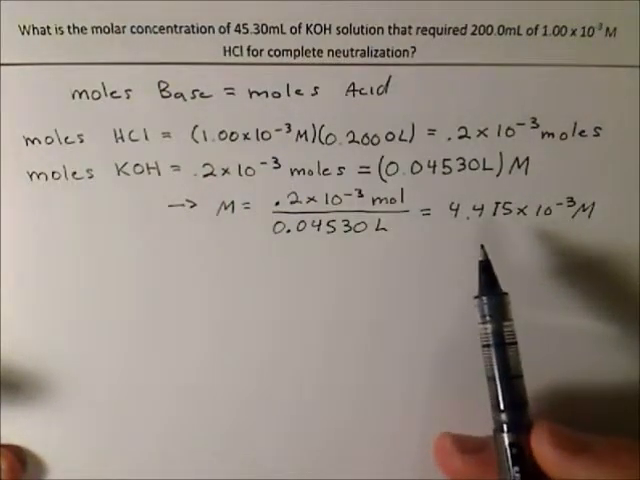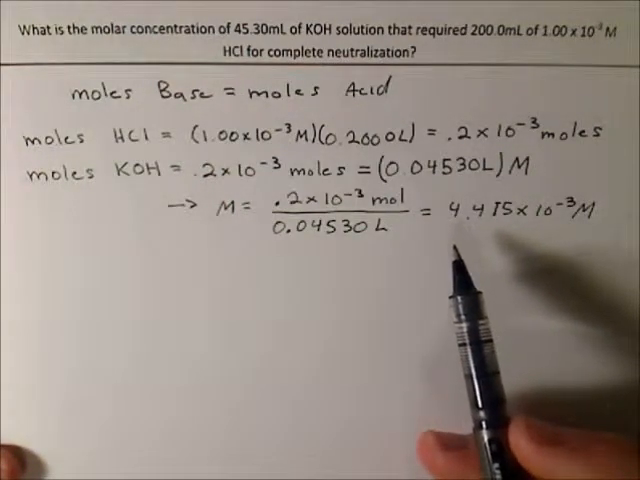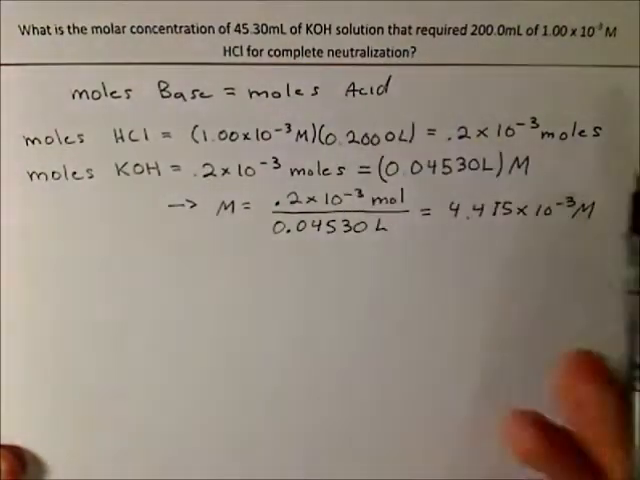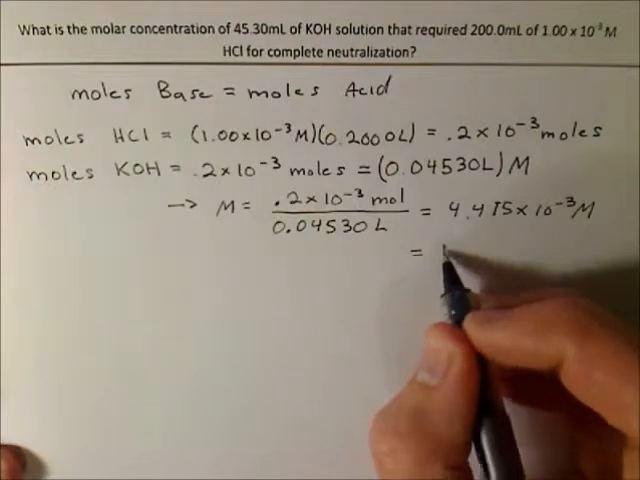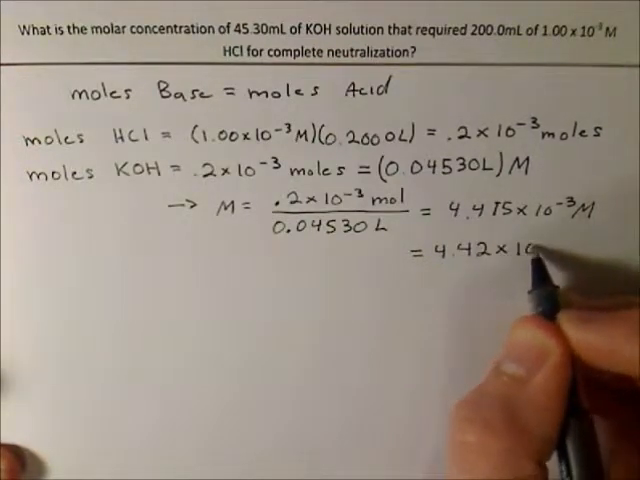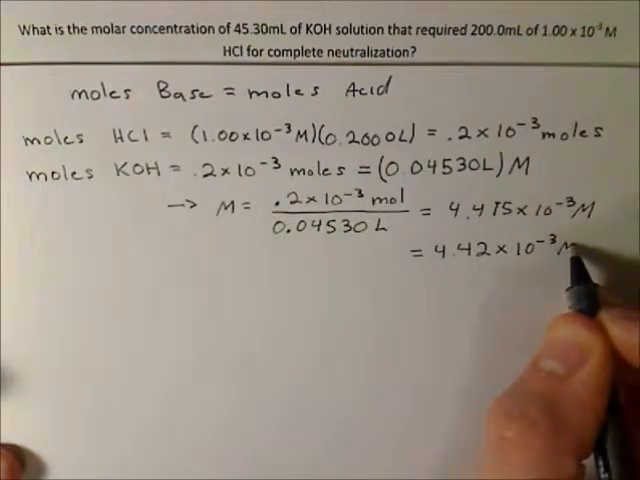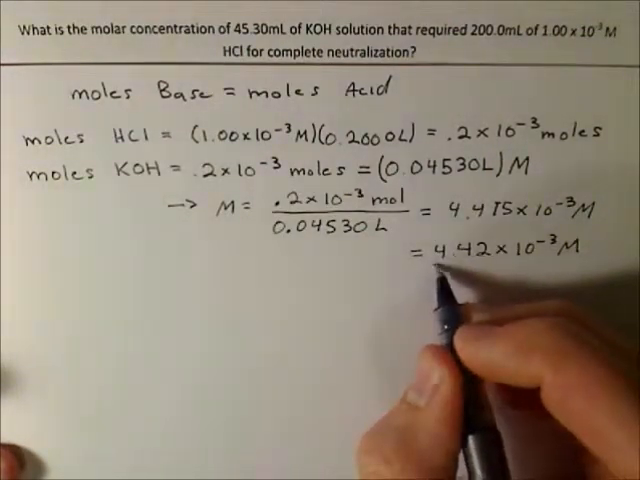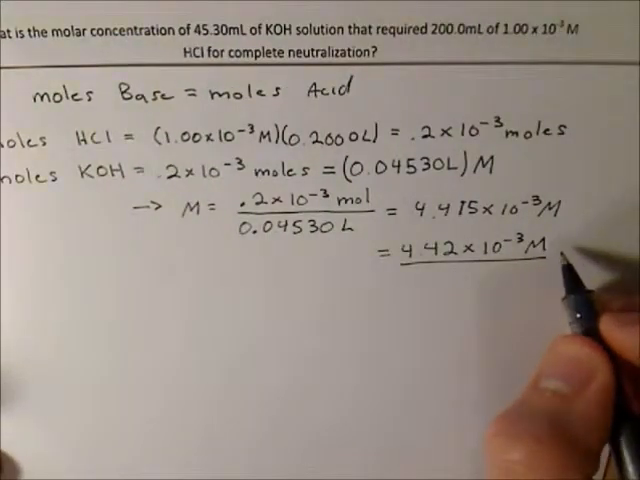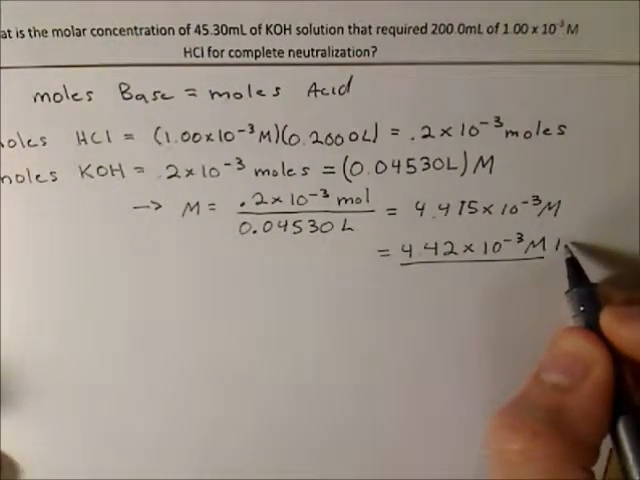So let's check our significant figures. We have one too many. So 4.42 times 10 to the negative third molar. And then that's our molarity of HCl, of KOH actually.